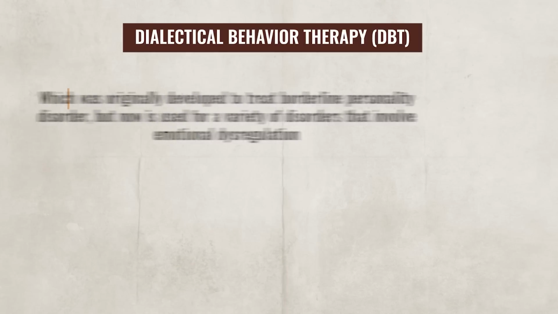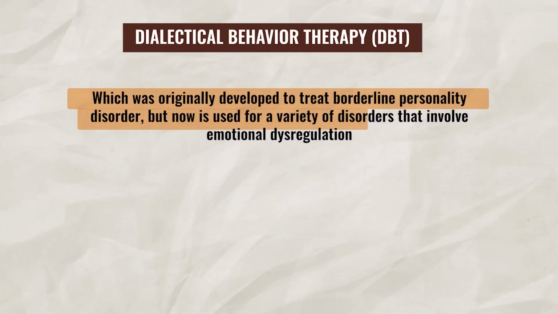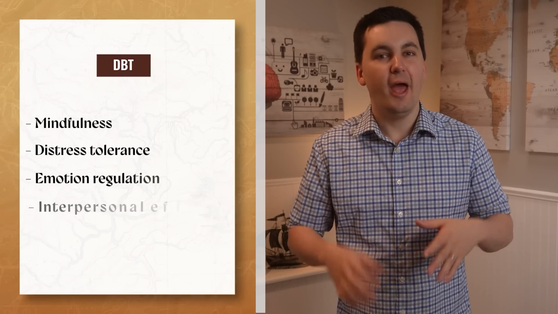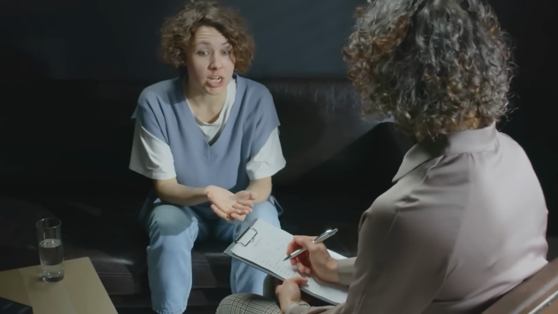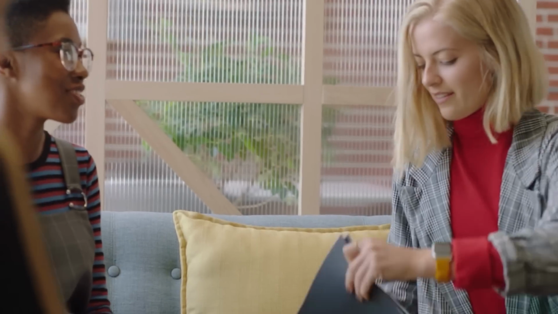There are two main types of cognitive behavioral therapies that you want to be familiar with. The first is dialectical behavioral therapy, which was originally developed to treat borderline personality disorder, but now is used for a variety of disorders that involve emotional dysregulation. DBT focuses on a person's mindfulness, distress tolerance, emotional regulation, and interpersonal effectiveness. By focusing on these four key areas, DBT is able to help clients remain in the moment, improve their coping skills, help manage their overwhelming emotions, and improve communication and relationship skills. This therapy helps individuals manage intense emotions, reduce self-destructive behaviors, and improve their interpersonal skills.